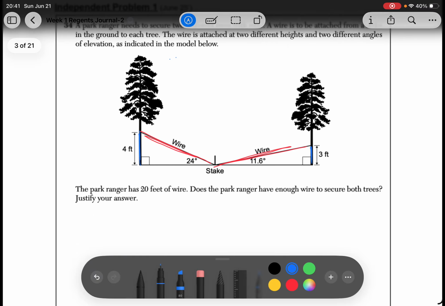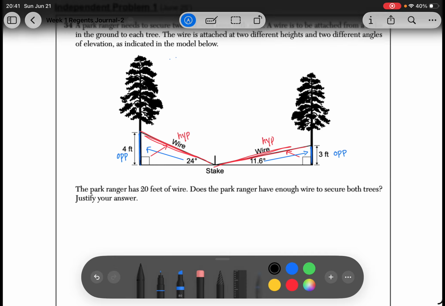As indicated in the model below, the park ranger only has 20 feet of wire. So we need to determine if he has enough wire to secure both of his trees. In order to do that, we need to figure out the labeling of each side. So we have our reference angle, which is 24 degrees. We're going to create our straight angle off of it, and we know that means it's going to be the opposite side. If we're able to create a straight line based off of the 90-degree angle, that side would be our hypotenuse. Same thing here. Straight angle off of the 90 degree. The wire is our hypotenuse. And then if we're using our reference angle, so 11.6, the 3 feet is going to be the opposite side.